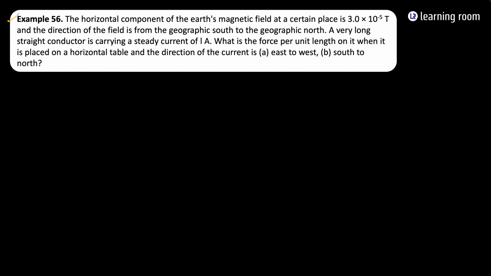the horizontal component of the Earth's magnetic field at a certain place is 3 × 10⁻⁵ Tesla. The horizontal magnetic field is written as B with a subscript H. How do you read it? It is the horizontal component of Earth's magnetic field.